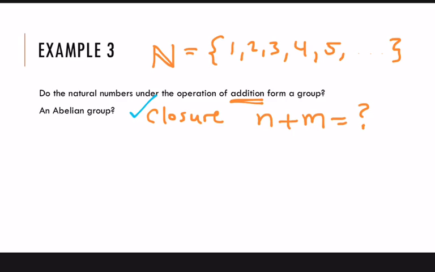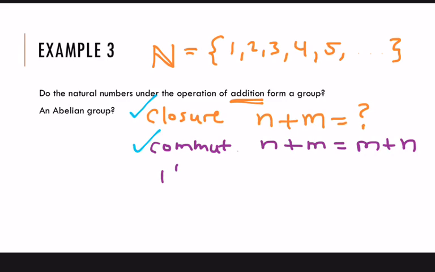Okay, commutative. All right, if you add two natural numbers together and then you switch the order, is the sum still the same? 1 plus 4 equals 4 plus 1. Yes, that's true also. Okay, the commutative property. How about identity?